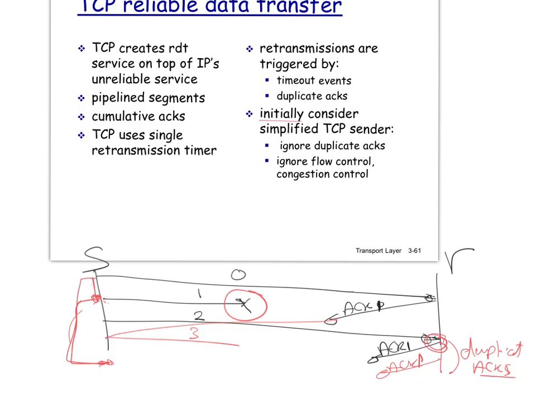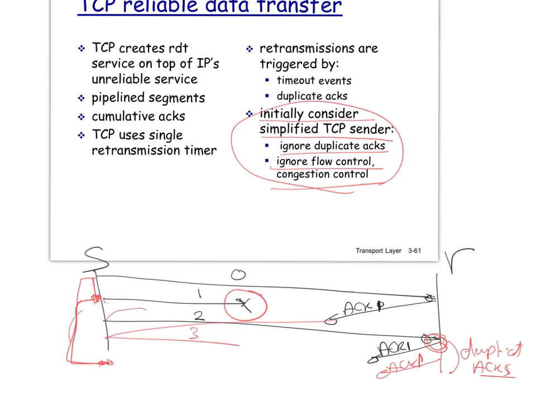So initially, consider a simplified TCP sender, ignore duplicate ACKs. We will try to analyze the performance of TCP by first ignoring the duplicate ACKs. If we ignore the duplicate ACKs, the only indication that a segment was lost is the timeout. And ignore flow control and ignore congestion control. We'll start to relax these assumptions and talk about the practical implementation of TCP. This is the initial thing that we will keep in mind, but later on we will remove these assumptions and start talking about the practical TCP implementation.